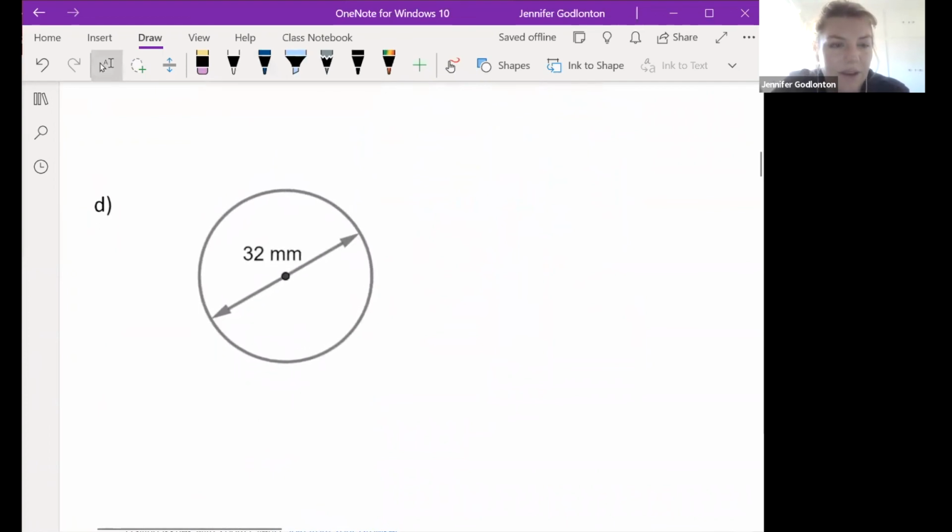Okay, so give this one a go for me. This one is very similar. The only thing that's different with it is now it's a diameter. So I just need you to think about what that diameter means.